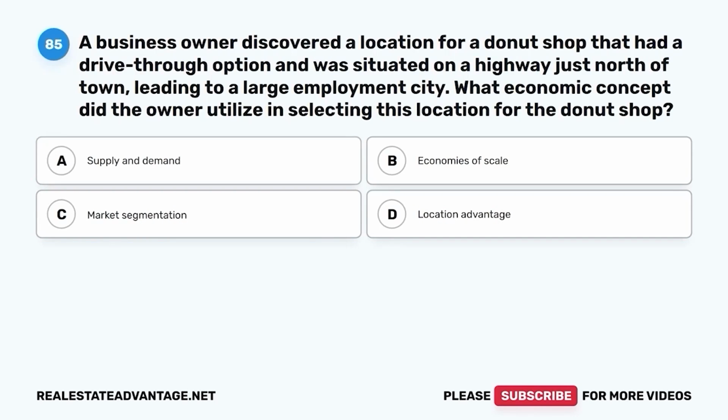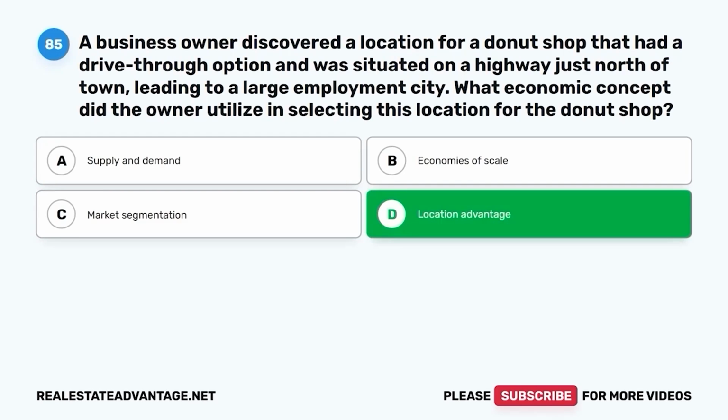Question 85. A business owner discovered a location for a donut shop that had a drive-through option and was situated on a highway just north of town, leading to a large employment city. What economic concept did the owner utilize in selecting this location for the donut shop? A. Supply and demand. B. Economies of scale. C. Market segmentation. D. Location advantage. The correct answer is D.